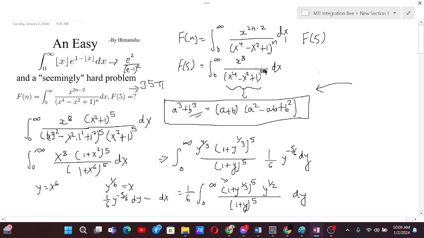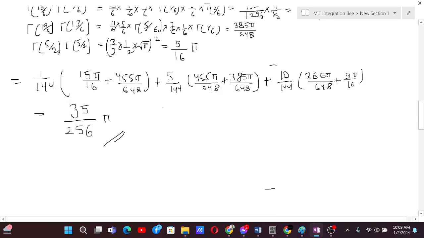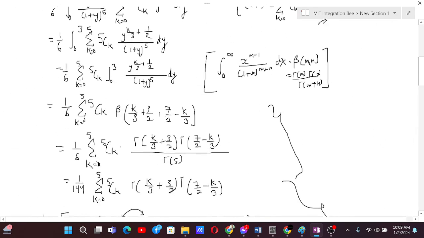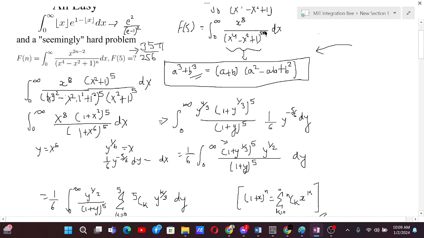35 pi by 256. Yeah. And I hope you enjoyed this problem. The challenge for you can be, without saying that n equals 5, try to solve it for general n. It's similar, just some more rigor and ability to deal with variables. Just try that.